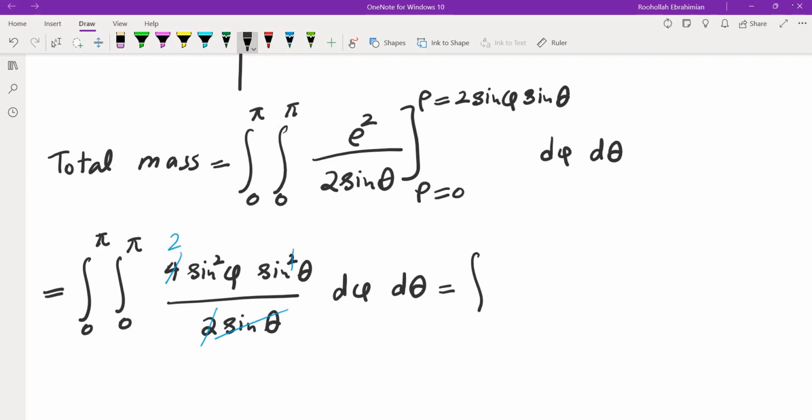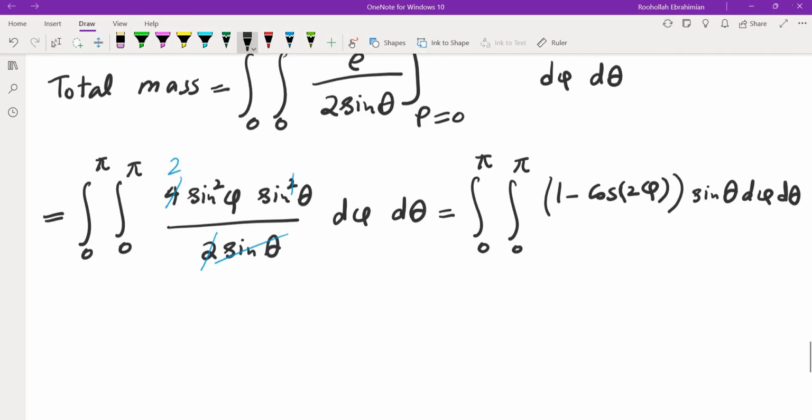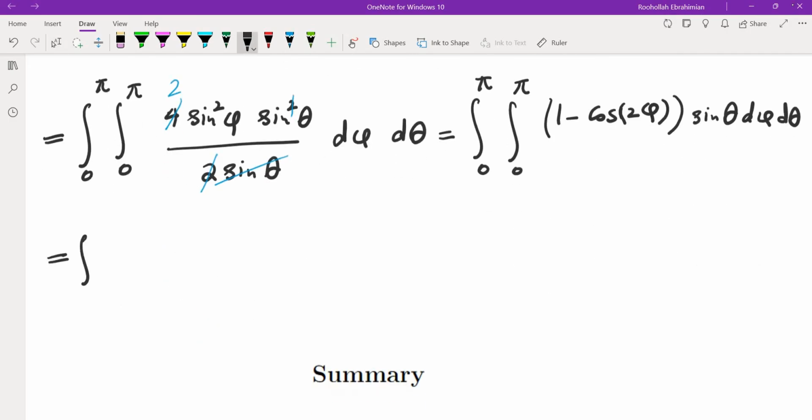So we can write this down as integral from 0 to pi, integral from 0 to pi. Sine squared, when we want to evaluate, we'll have to use the half angle formula. So we'll do 1 minus cosine of 2 phi, all of that over 2. But there's also a 2 in front, so we can get rid of that. And then times sine of theta d phi d theta. Now let's integrate this and then plug in the endpoints. Let's see what we get.